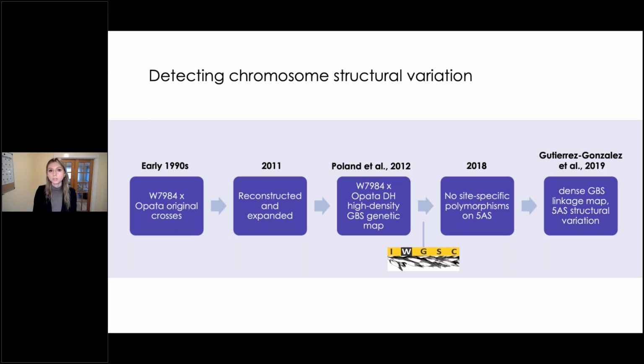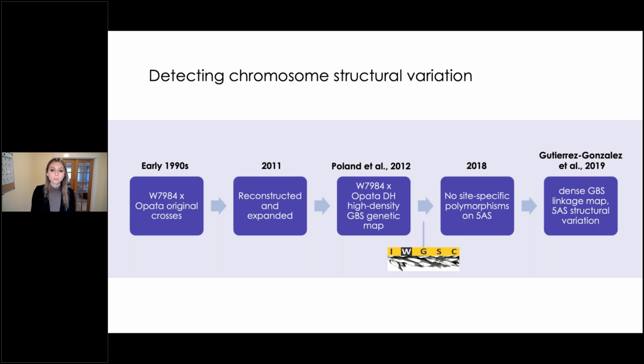A primary point that our study raises is the importance of our ability to detect structural variation. The W7984 by Opata original crosses were made in the early 1990s, and they were two of the most widely cited and used mapping populations leading up to the advent of an annotated wheat reference genome.